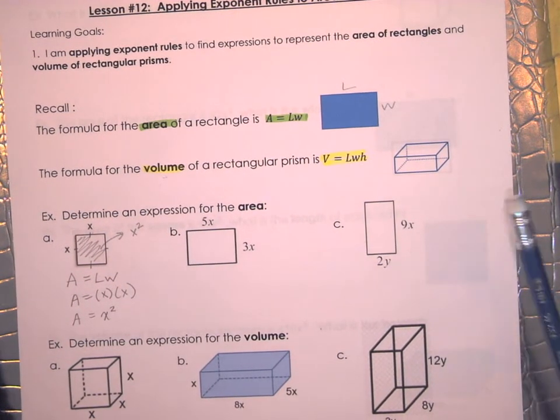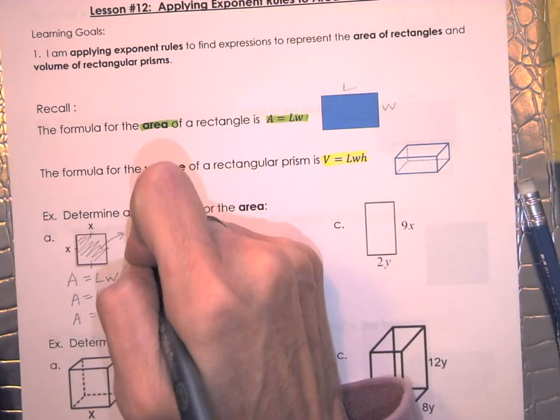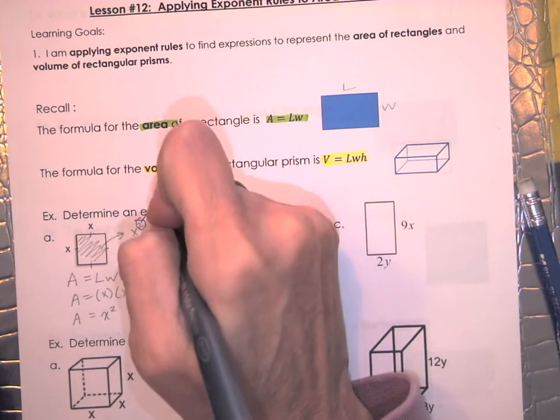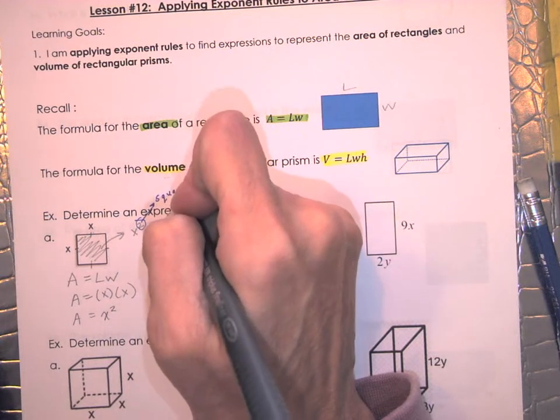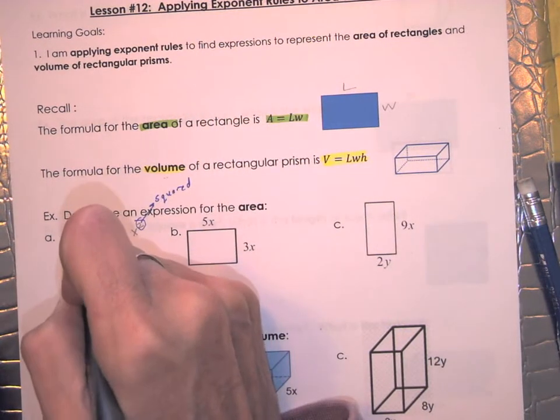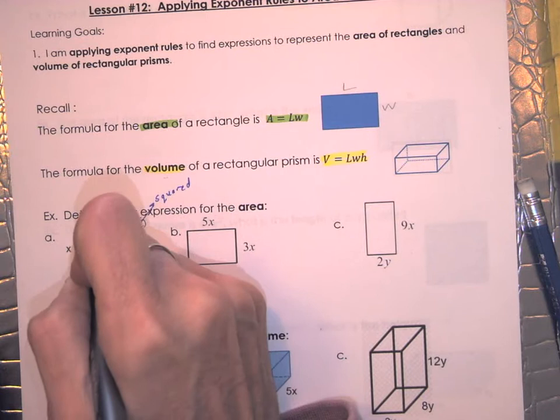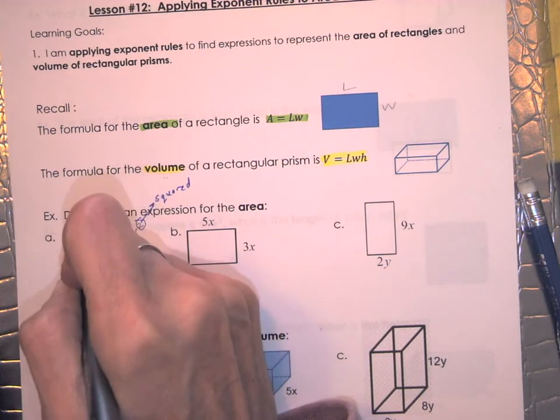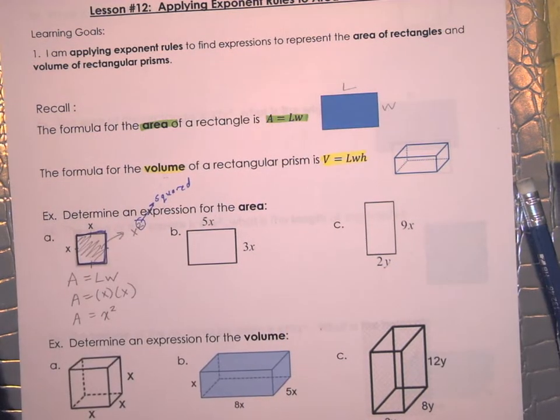And the exponent 2, often the short form for it, we say x squared, and we can connect that to this shape here, which is a square, where both sides are the same length.